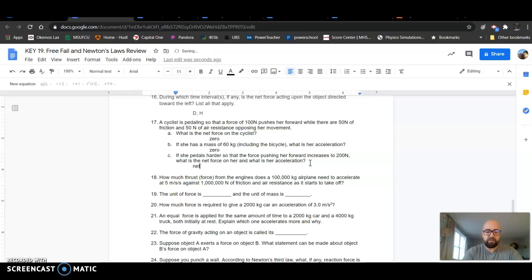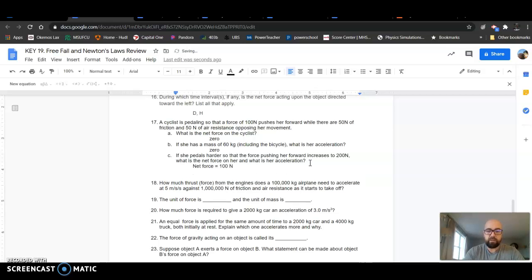C involves some math because now she's pushing forward with 200 newtons, still has 100 opposing her motion. So now the net force equals 100 newtons, and I'll use Newton's second law to figure out her acceleration: net force divided by mass, which is net force of 100 newtons divided by her mass of 60 kilograms, it says in part B. So 100 divided by 60 is going to be 1.67 meters per second squared.